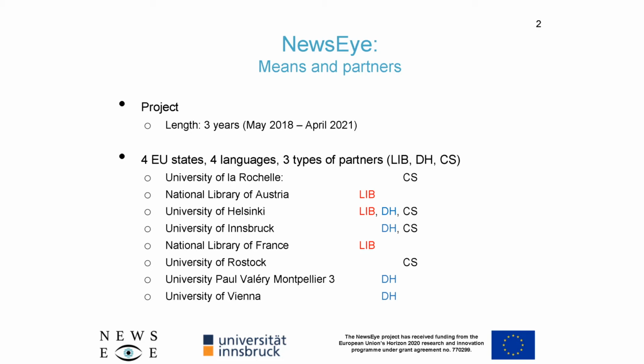There are partners involved, and one speciality is that we have three types of partners: libraries, computer scientists and also humanities researchers, so that they can immediately try the tools which came up in the project and give feedback immediately. So it's not always easy, but I think it's worth having them in this project.